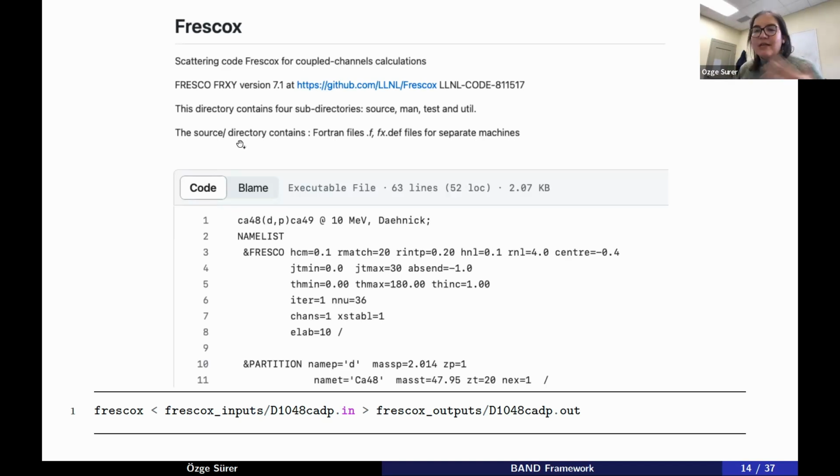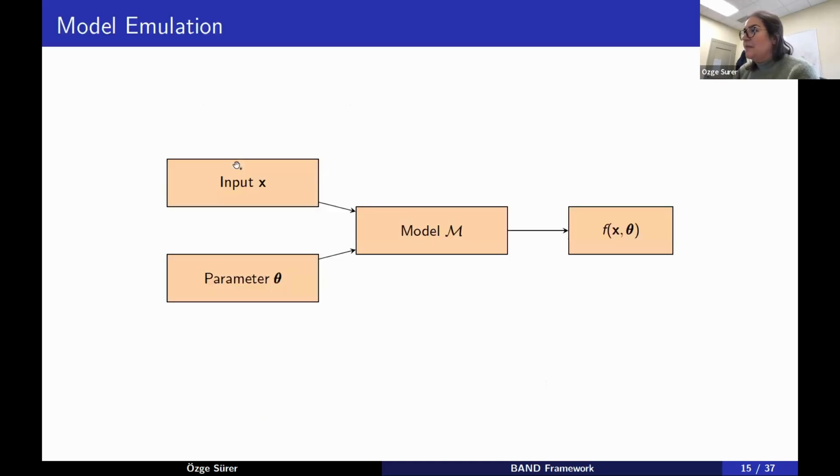But basically when I say simulator or computer code, I mean that we have some code and we define some input files. This is written as a text file here that defines the reaction, the energy, some parameters regarding the reaction. And basically from your terminal, you install FrescoX and run this computer code to produce the output. So we need such models as an input in our statistical model.